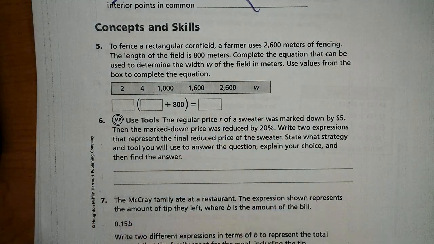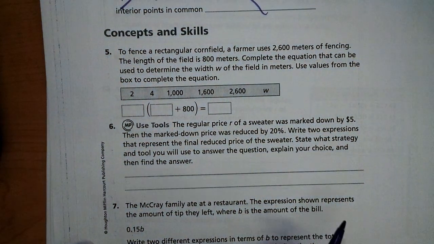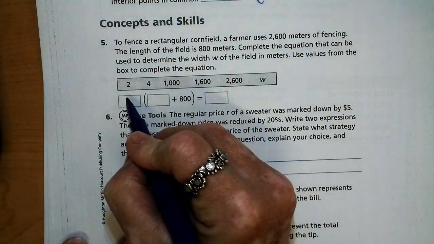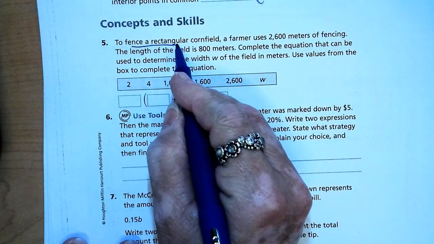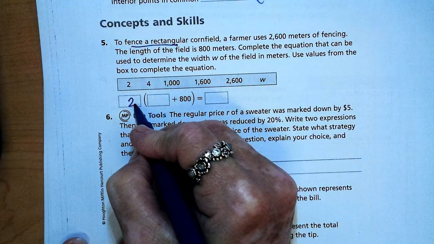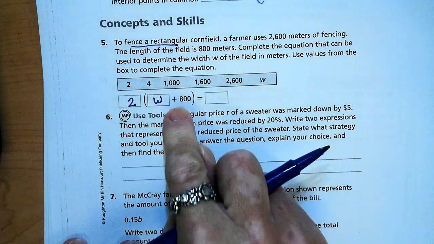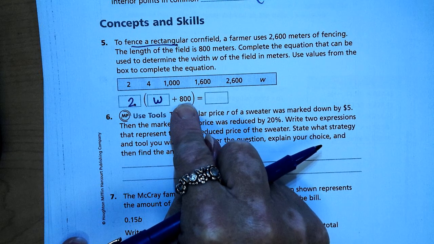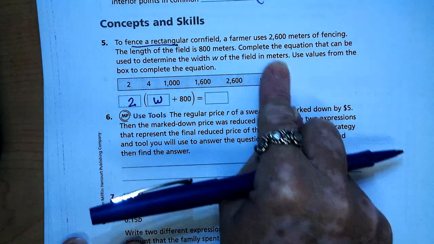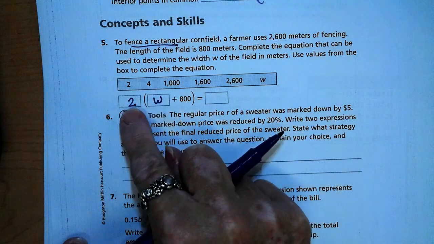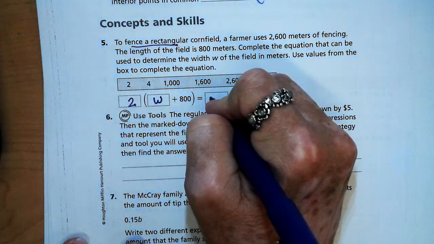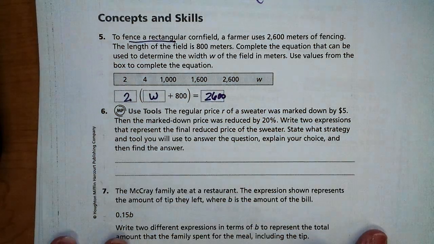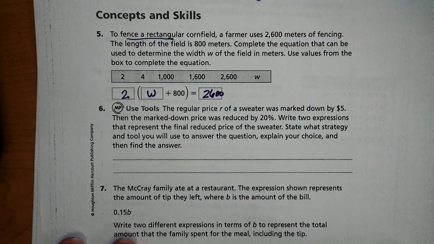Okay, so it's rectangular, right? Okay, that's fine, Brandon. Since it is a rectangular fence, it's going to be 2W plus 800. We don't know the width. We know that the length is 800. Remember, it's rectangular, so we need to multiply each side by 2 because we have 2 of each one. And my total is 2,600. Okay, and that's all you had to do, is set it up.